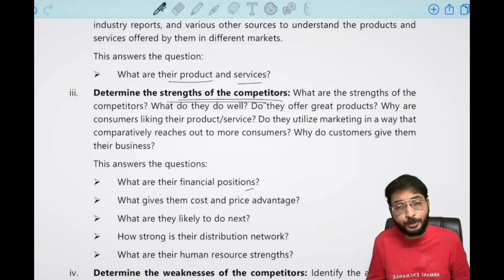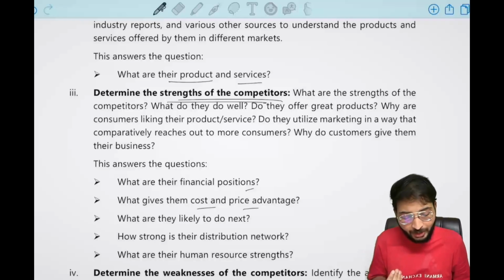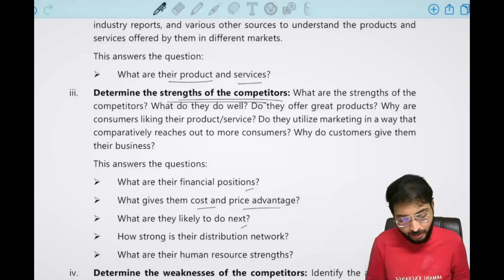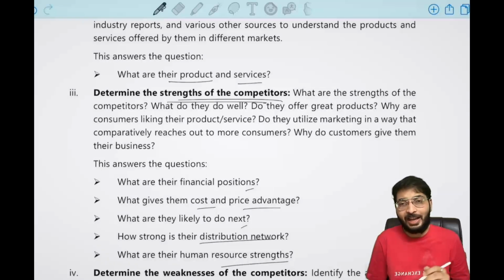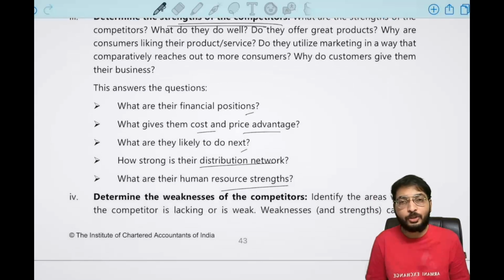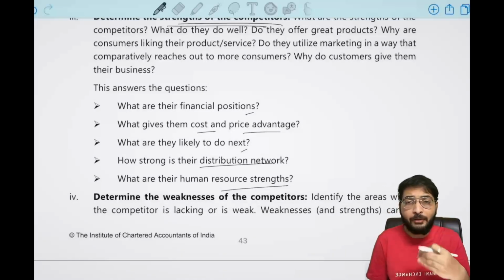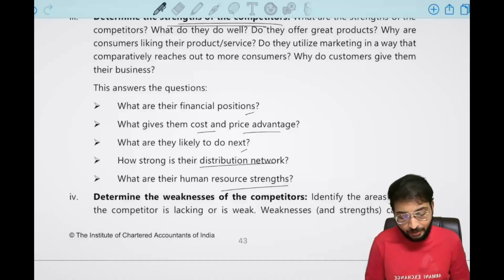What is their financial position? What gives them the cost and price advantage? What move can they make next? What is the distribution system? How is their HR? All these are strengths. Next, you also need to identify the weakness of the competitor, and you have to take advantage of their weakness.